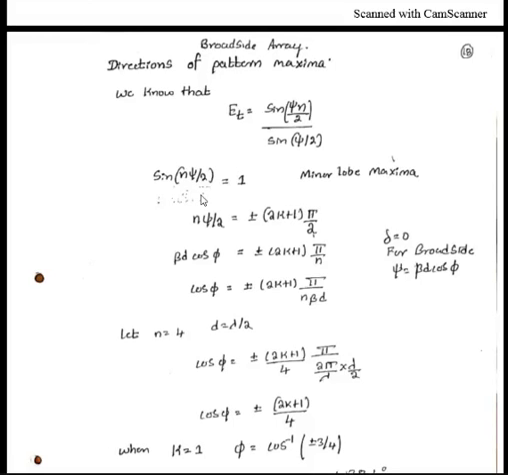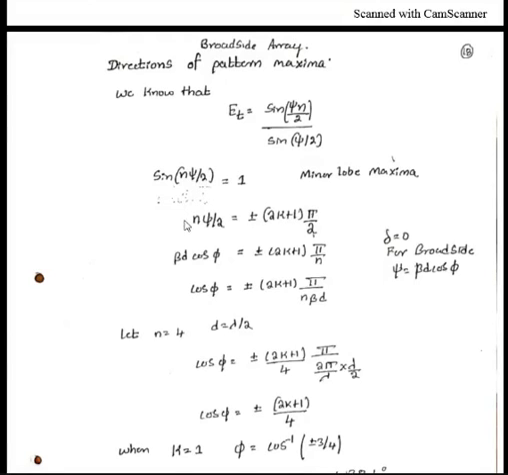For example, let k be equal to 0. If you substitute it, 2 into 0 is 0, 0 plus 1 is 1, so 1 into pi by 2 is pi by 2. So if instead of n psi by 2 we substitute 90 degrees, what is going to happen? Sin 90 is equal to 1, right? So you know the value.